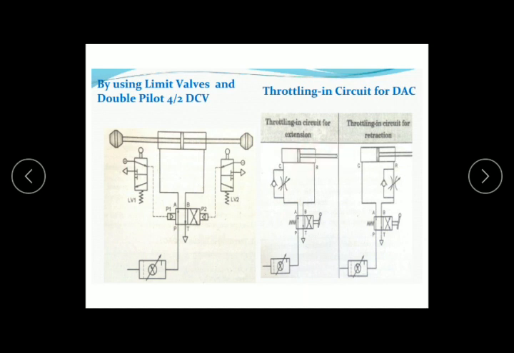the throttling in circuit. If you want to control the retraction by using the meter-in or throttling in circuit, for that purpose, we have to attach the flow control valve plus check valve adjustment at the retraction end or in the return line. To control the retraction, we have to use the flow control valve in the retraction end.